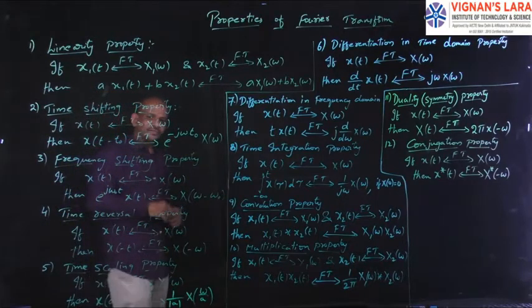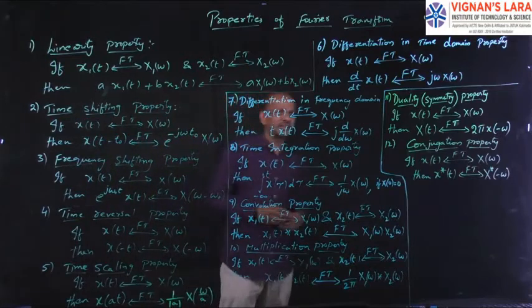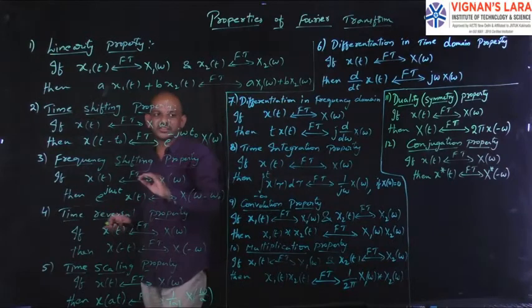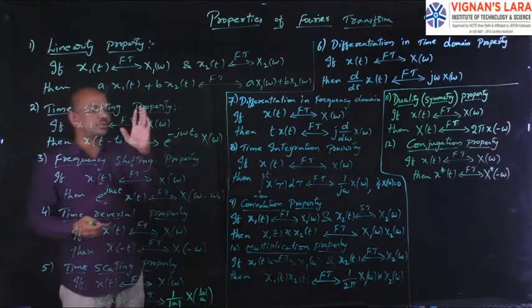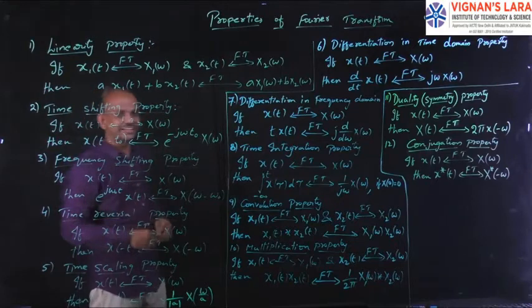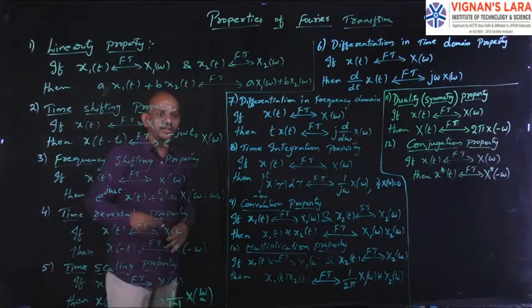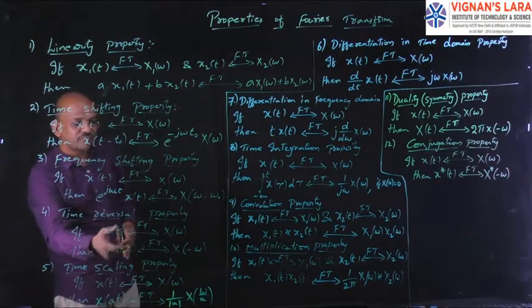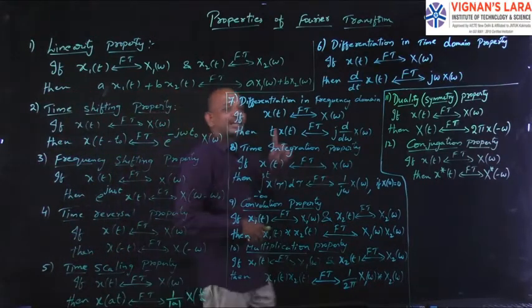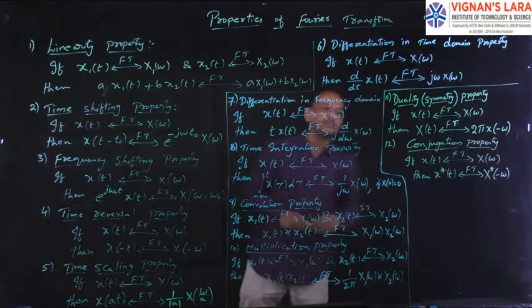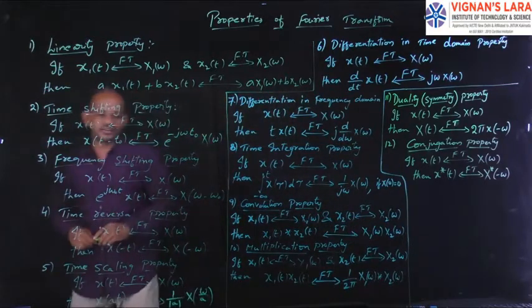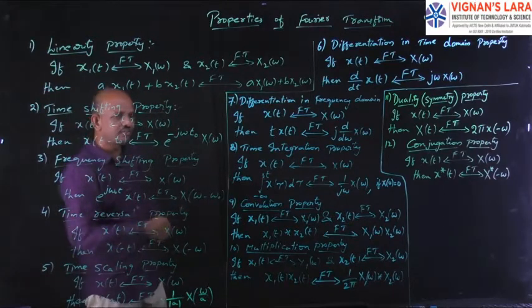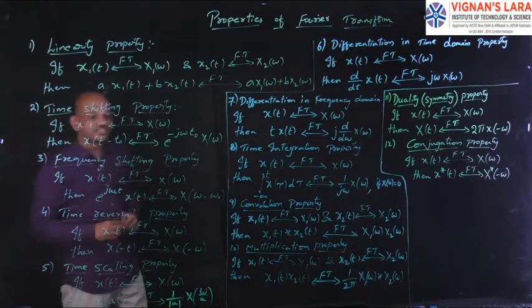Okay, next I will go for the time reversal property. Time reversal, that is x of t changes to x of minus t. For this also I need only one signal. So if x of t has a Fourier transform X of omega, then the time reversal property states that x of minus t will have a Fourier transform capital X of minus omega. Clear? So simple, time reversal: x of t changes to x of minus t and X of omega changes to X of minus omega.